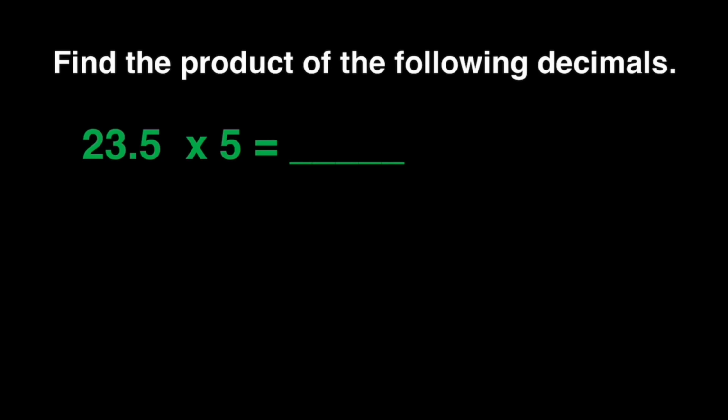We'll now have exercises. Find the product of the following decimals. That's 23 and 5/10 times 5. Let's multiply. Let's rewrite them first in vertical position.